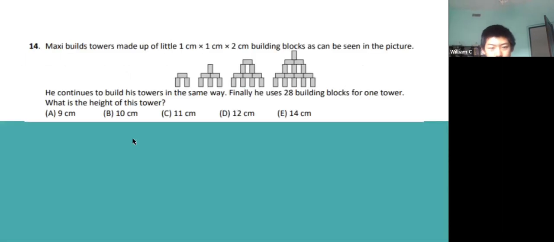So now let's do problems. Matthew builds towers up from little 1 centimeter by 1 centimeter by 2 centimeter building blocks, as can be seen in the picture. He continues to build his towers in the same way. Finally, he uses 28 building blocks for one tower. What is the height of this tower? So I'll give you up to 3 minutes to think about this, and if you have the answer, please type in the chat.